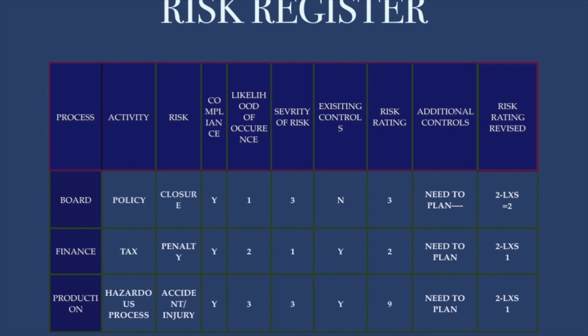Now, the vertical columns, there are 10 of them, and the horizontal rows, there are 4 of them. In the 10 columns, they have identified process, activity, risk, compliance, likelihood, severity, existing controls, risk rating, additional controls, and revised risk rating. These are the columns. Then the horizontal ones: board, finance, production department.